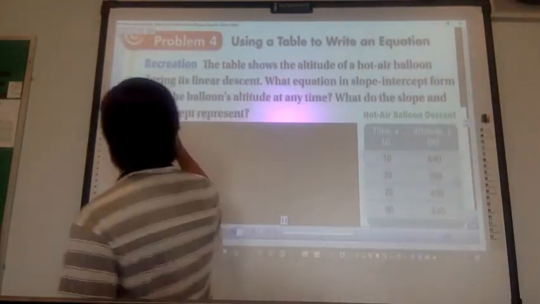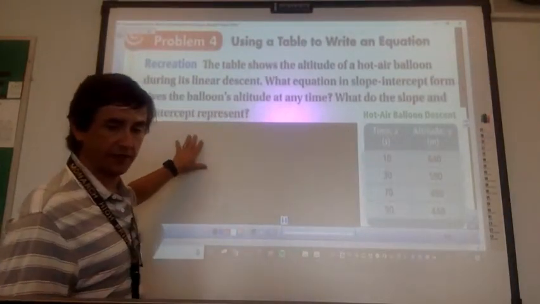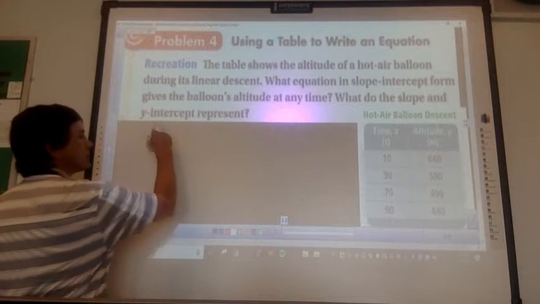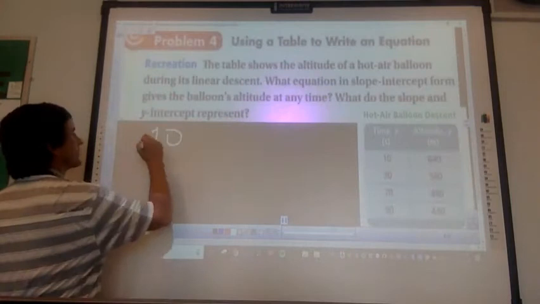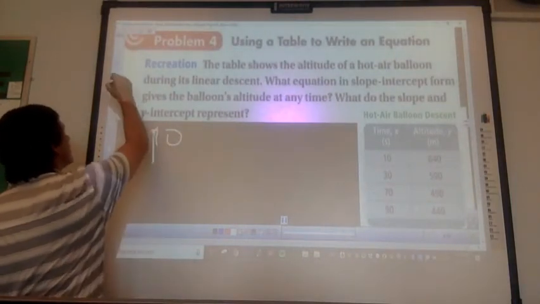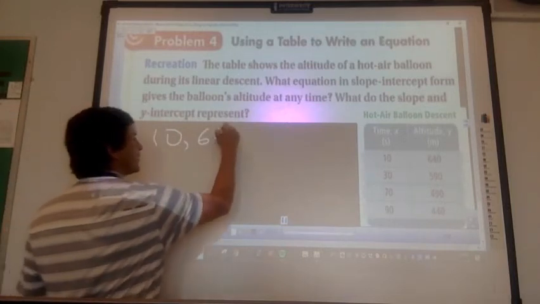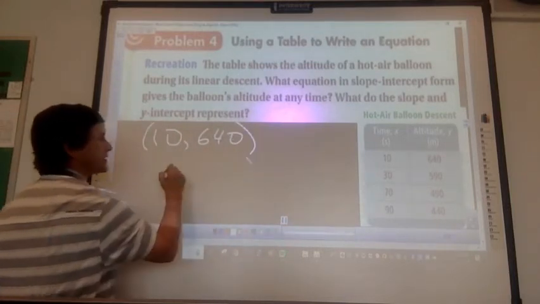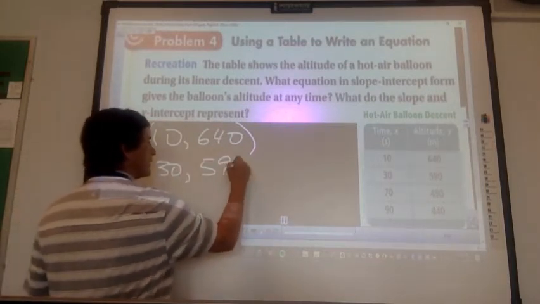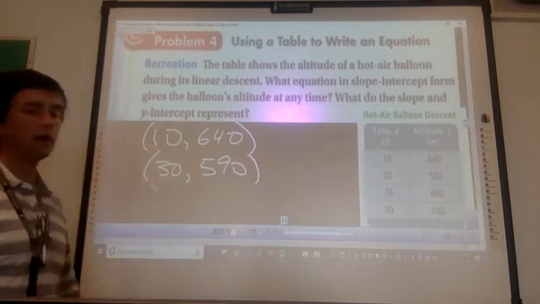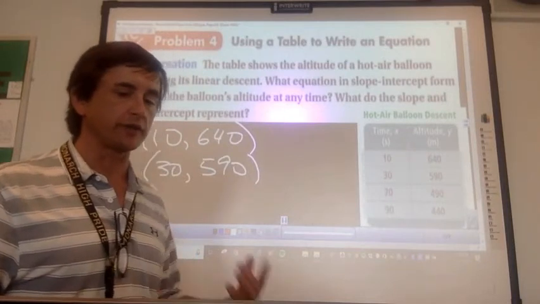I'm going to just choose these first two ordered pairs, which I'll write up here so you can see them. We have 10 comma 640. The second ordered pair is 30 and 590. The first thing I'm going to do is use y2 minus y1 over x2 minus x1 to find the slope.